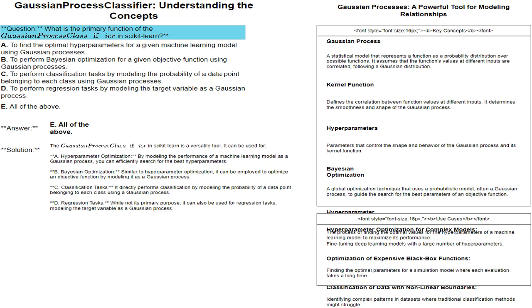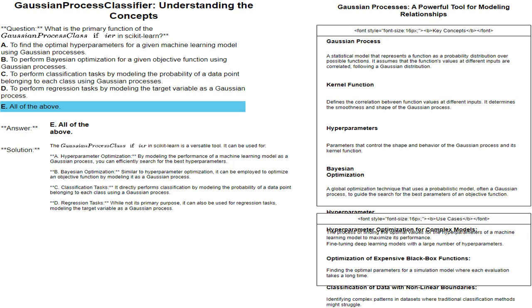What is the primary function of the Gaussian process classifier in sklearn? To find the optimal hyperparameters for a given machine learning model using Gaussian processes. To perform Bayesian optimization for a given objective function using Gaussian processes. To perform classification tasks by modeling the probability of a data point belonging to each class using Gaussian processes. To perform regression tasks by modeling the target variable as a Gaussian process.